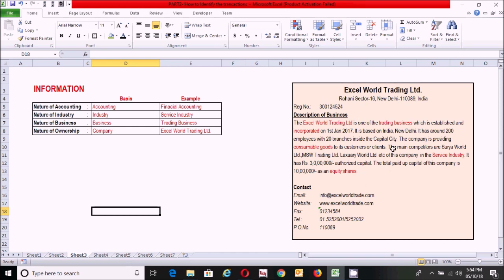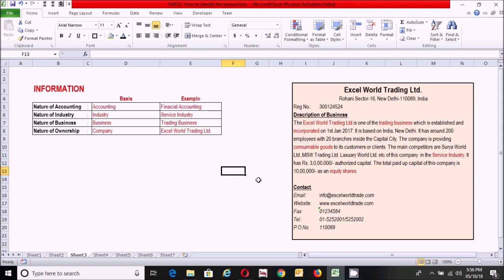This is the short information of Excel World Trading Limited. According to this document, I have identified all the things based on these four criteria: accounting, industry, business and ownership. You can see the highlighted red color words represent our information based on these four criteria. The company is preparing financial accounting, it is related to the service industry, and it is one of the trading businesses.